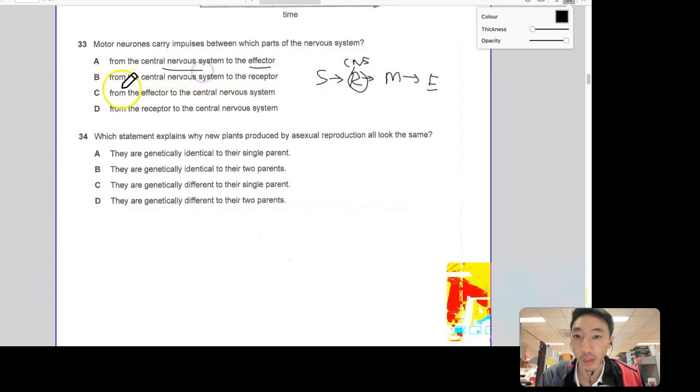That seems correct, I'll just double check. Central nervous system to receptor, that's wrong. Then effector, what in the world is this? From the receptor to the central nervous system, no, that's your sensory. And so the answer is A.